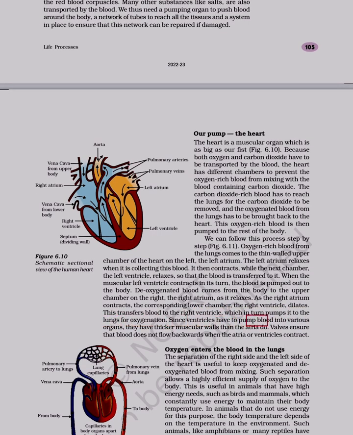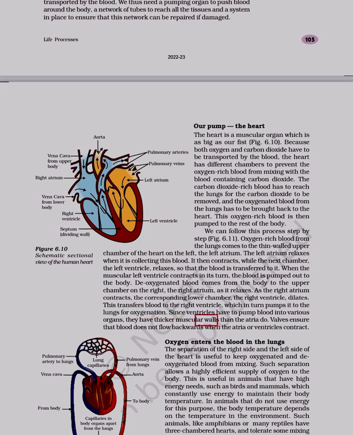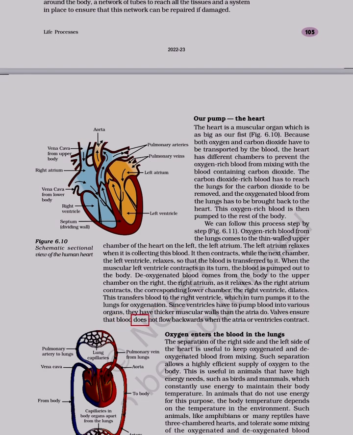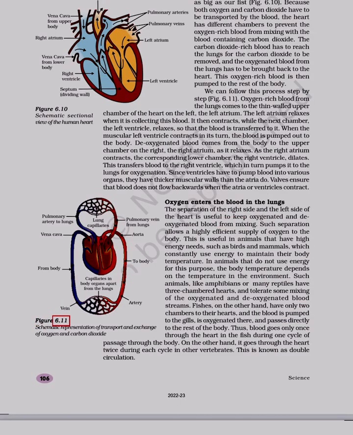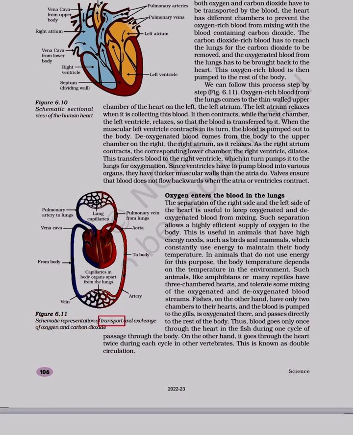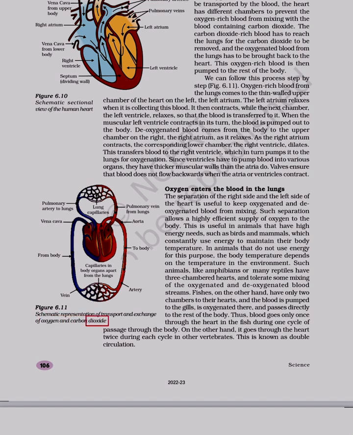Since ventricles have to pump blood into various organs, they have thicker muscular walls than the atria do. Valves ensure that blood does not flow backwards when the atria or ventricles contract. Figure 6.11. Schematic representation of transport and exchange of oxygen and carbon dioxide. Oxygen enters the blood in the lungs.